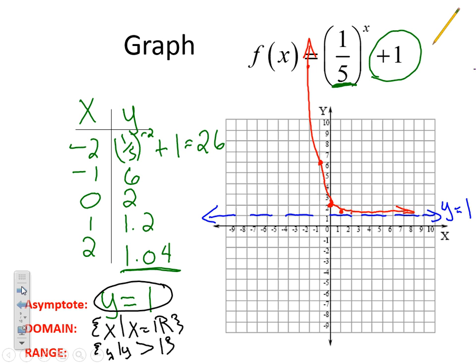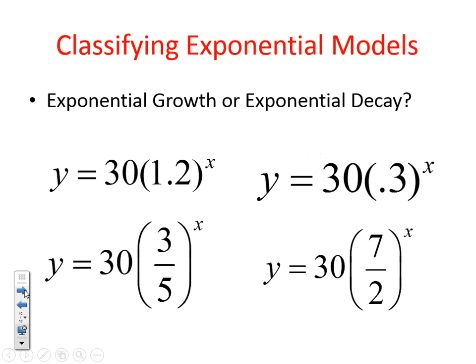All right, that's all I have for graphs. This we're going to run through really quick. These examples you want to have down. You just have to identify if it's a growth or if it's a decay. So a growth, remember, is greater than 1. A decay is less than 1, but greater than 0. So 1.2 is greater than 1, so this one's going to be a growth.